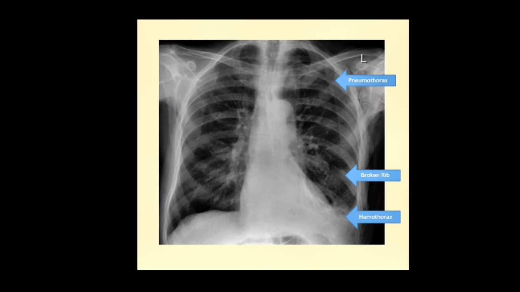Evaluation of the patient's chest x-ray reveals a small pneumothorax at the left lung apice, a broken eighth rib on the patient's left side, and a hemothorax at the left lung base.